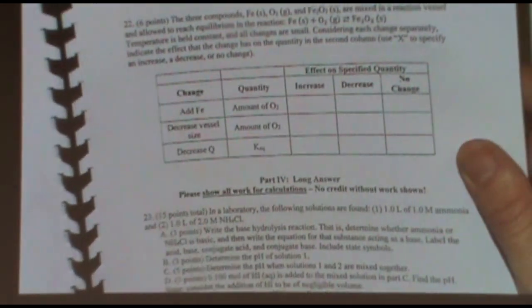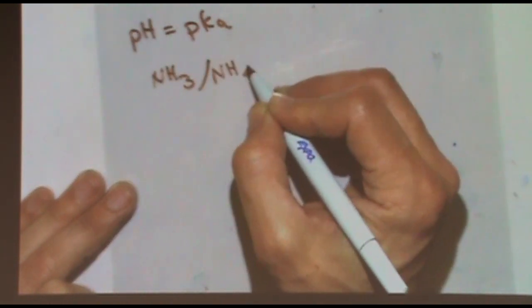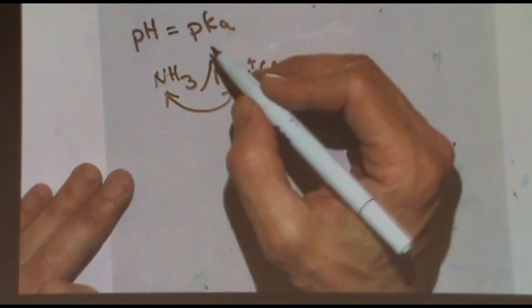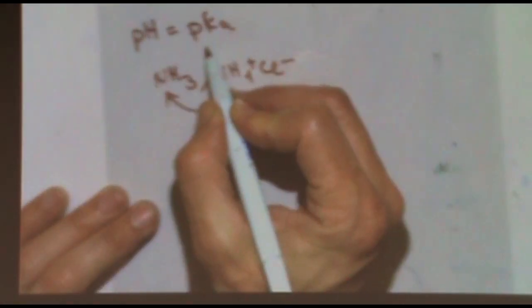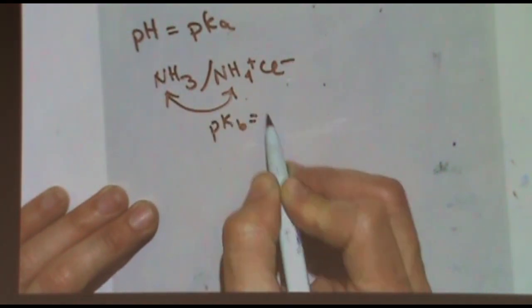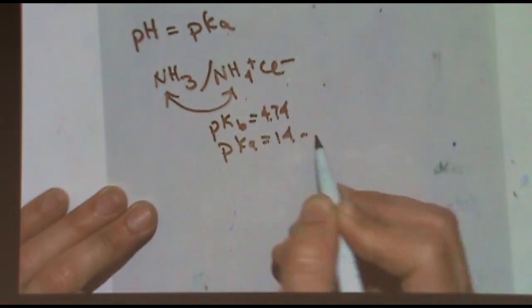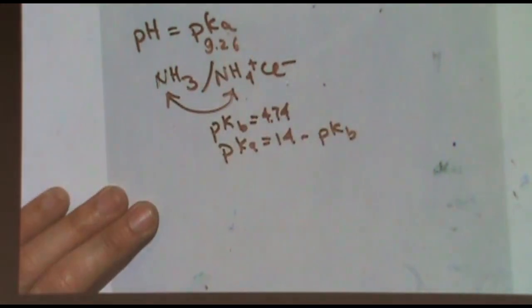How did I know it was a buffer? Is that your question? Not necessarily. You got ammonia, and you got NH4Cl. This is your conjugate pair right there, so it's a buffer. So that's why I'm using this. The pKb is given as 4.74. So you'd need to go pKa is 14 minus pKb. So it'd actually be 9.26, I think, for that.